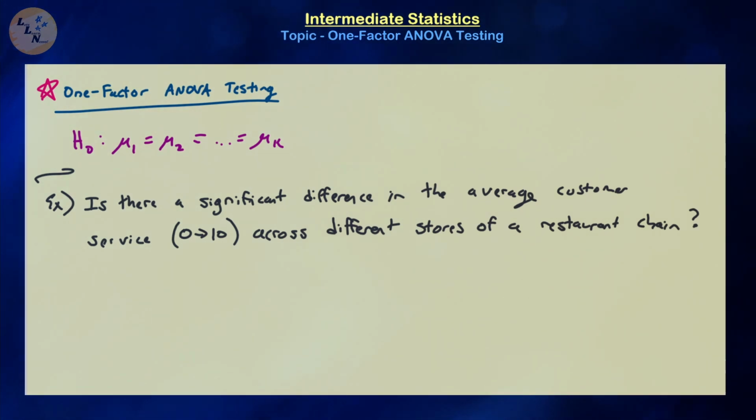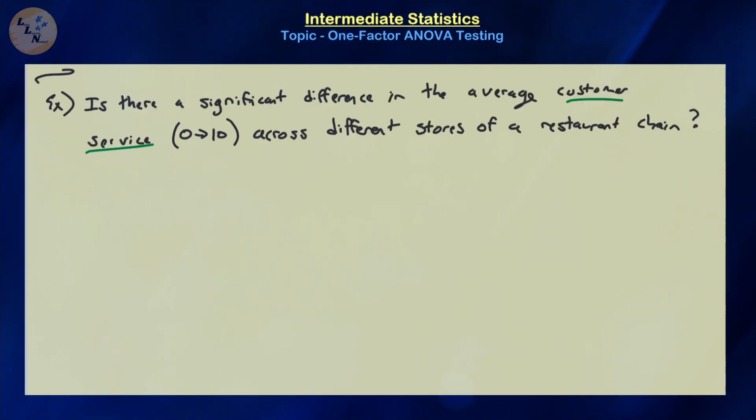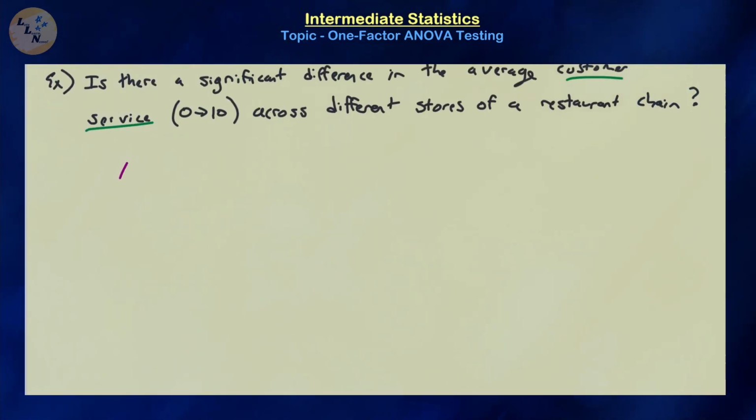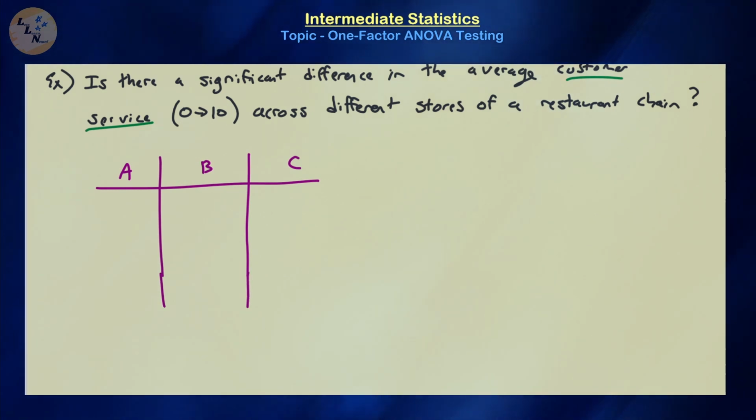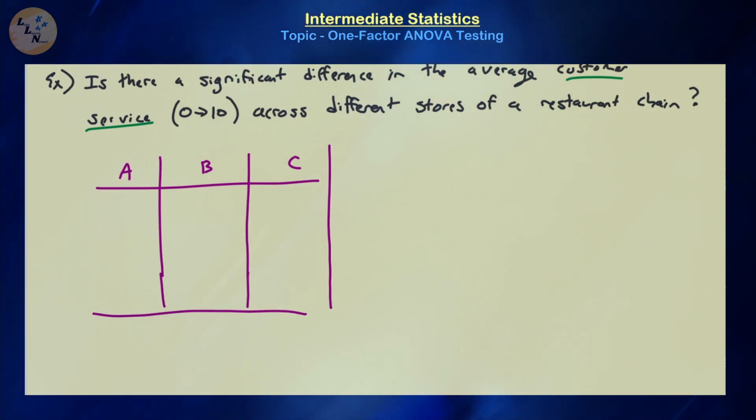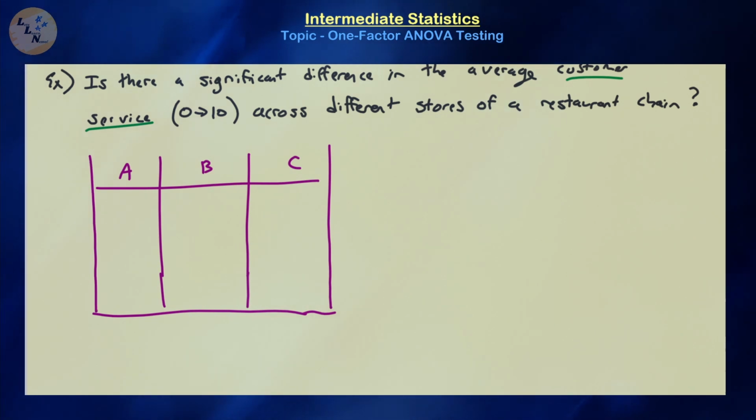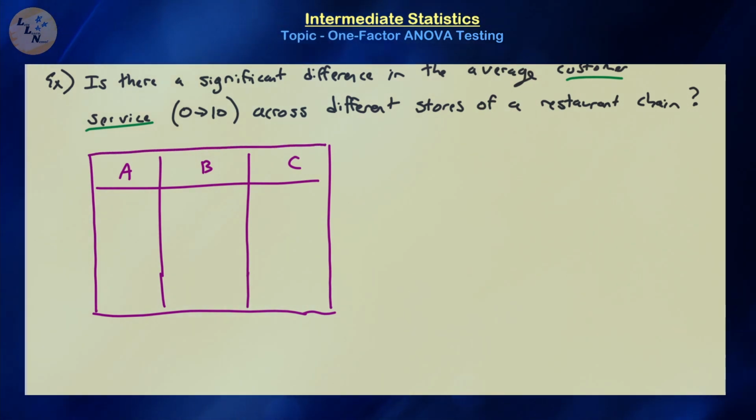So let's assume that we're interested in testing if there's a significant difference in the average customer service across different stores of a restaurant chain, where we're defining customer service as a numerical variable between 0 and 10. Let's assume we're going to survey 3 different stores: Store A, Store B, and Store C. You do not necessarily have to sample the same amount of values from each of the stores, but that's definitely going to make things a lot easier, and we'll discuss the pros and cons of having unequal sizes for ANOVA testing a little bit later.